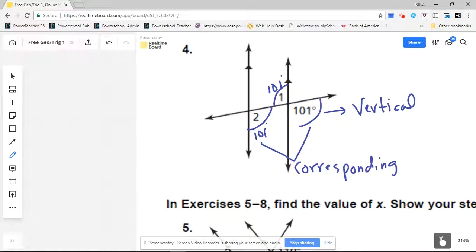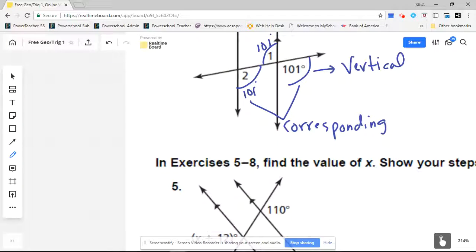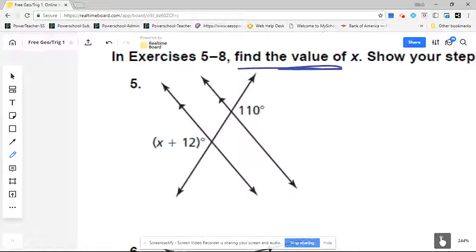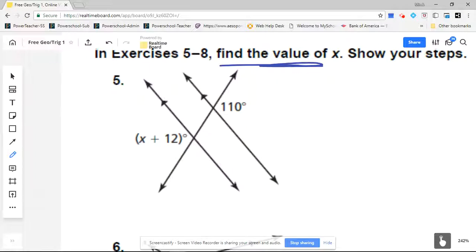So they're either going to equal or they're going to add up to 180. That's our only two choices. And it also works when we solve for algebra problems, when we solve for expressions, when we try to find the value of x. This one just says solve for x. So either those two angles are going to equal or those two angles are going to add up to 180.